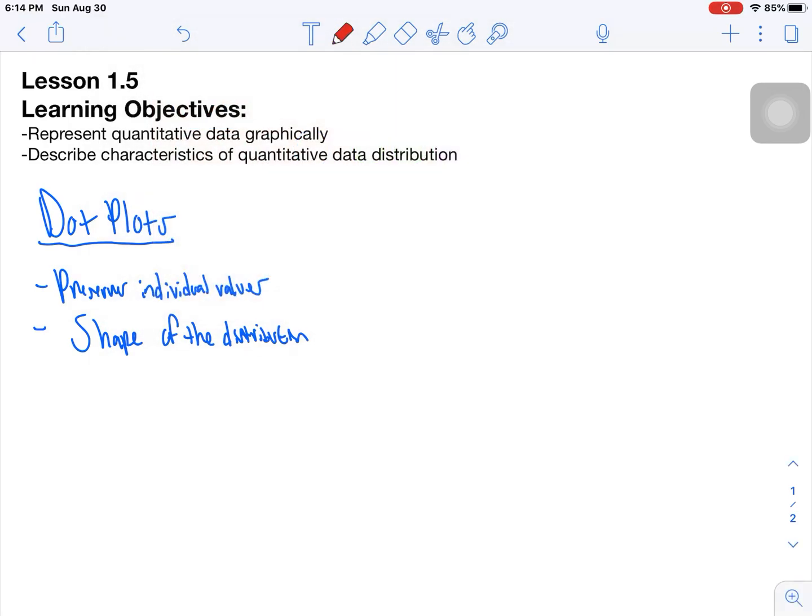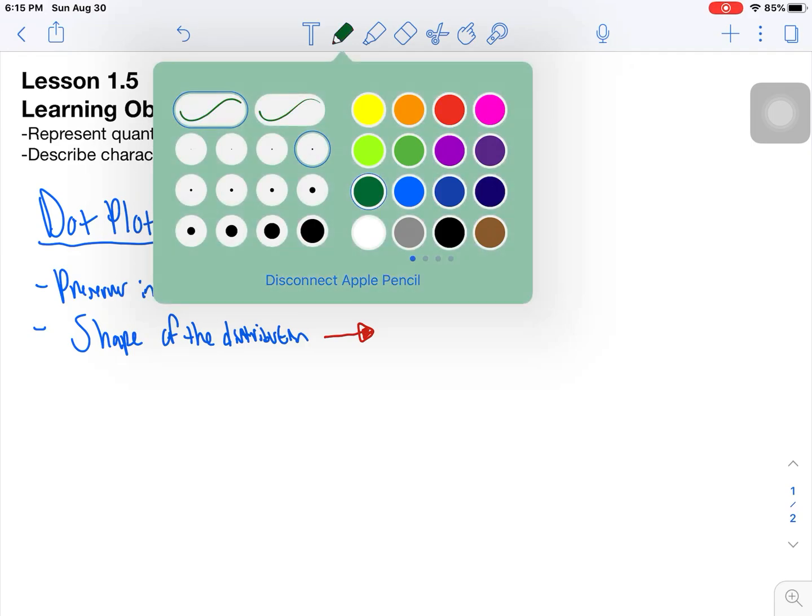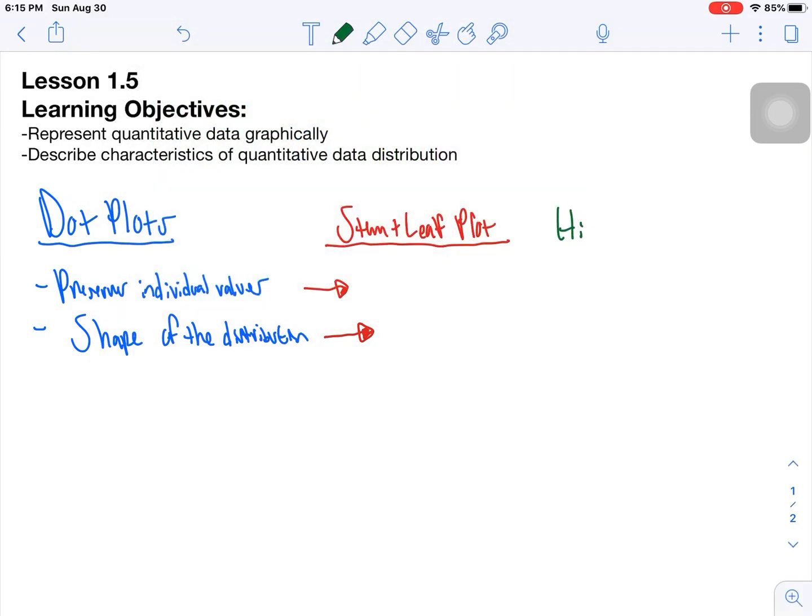We're also going to talk about a stem and leaf plot, which some of you also may have seen before. And this one pretty much does the same thing. So it preserves individual values and it gives you a nice shape of the distribution. And the last one we're going to talk about today is a histogram.